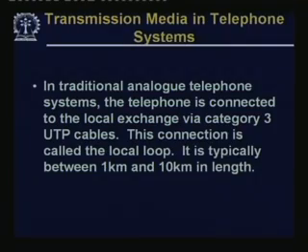Now, about the transmission media in telephone systems, we have already talked a little bit about it earlier. So, I will not go into the details. In traditional analog telephone systems, the telephone is connected to the local exchange via Cat3 UTP cables. We know what they are. So, this connection is called the local loop. It is typically between 1 kilometer and 10 kilometer in length.